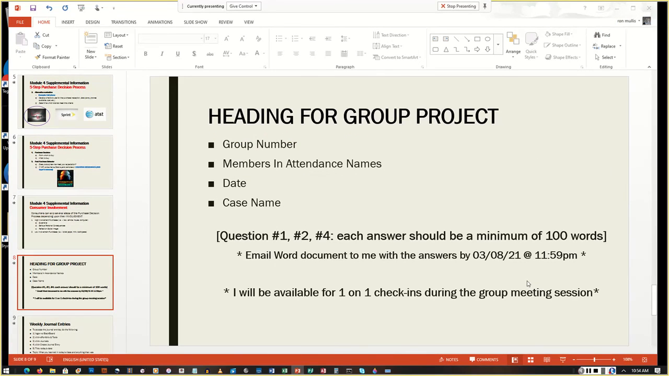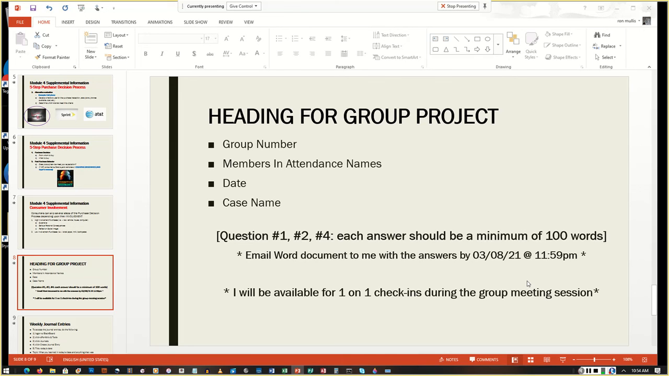Moving on to the group project that you'll be working on, you're expected to do questions number 1, number 2, number 4. Each question should be a minimum of 100 words. Make sure that you email me the Word document by 11:59 p.m. this evening, or it will be considered late.